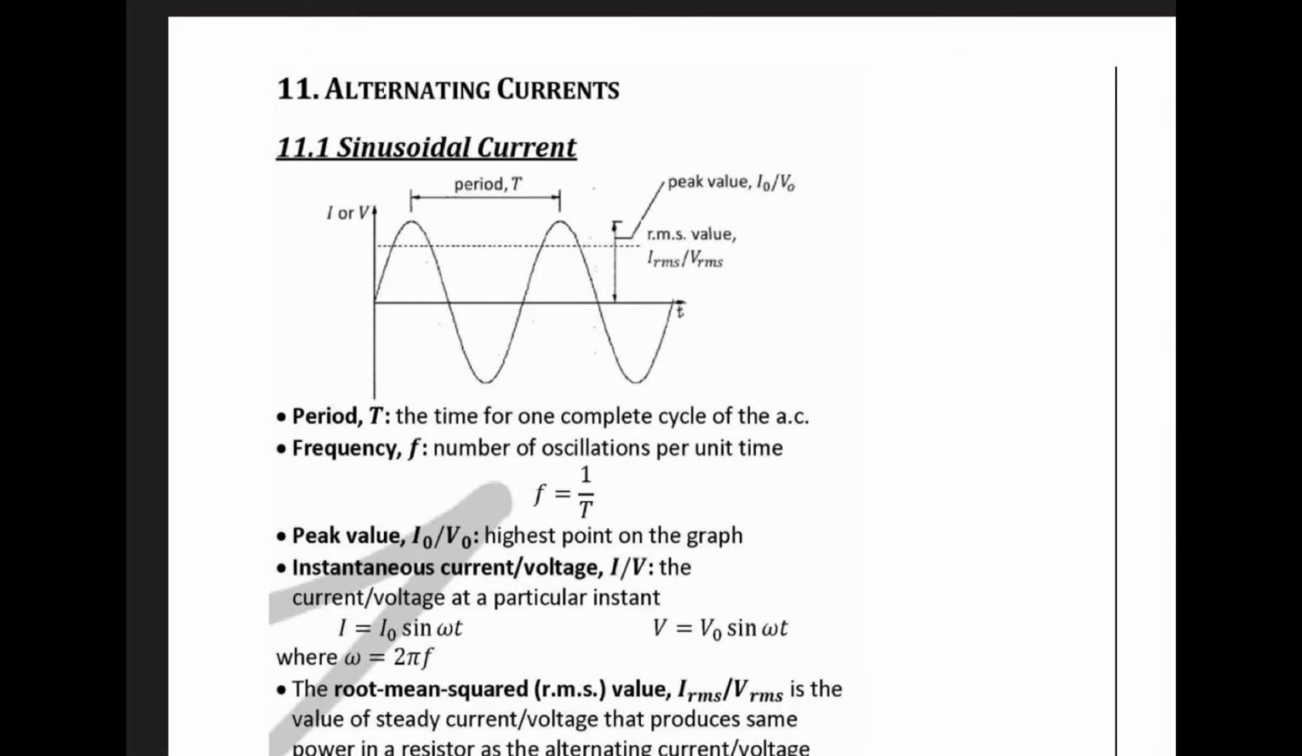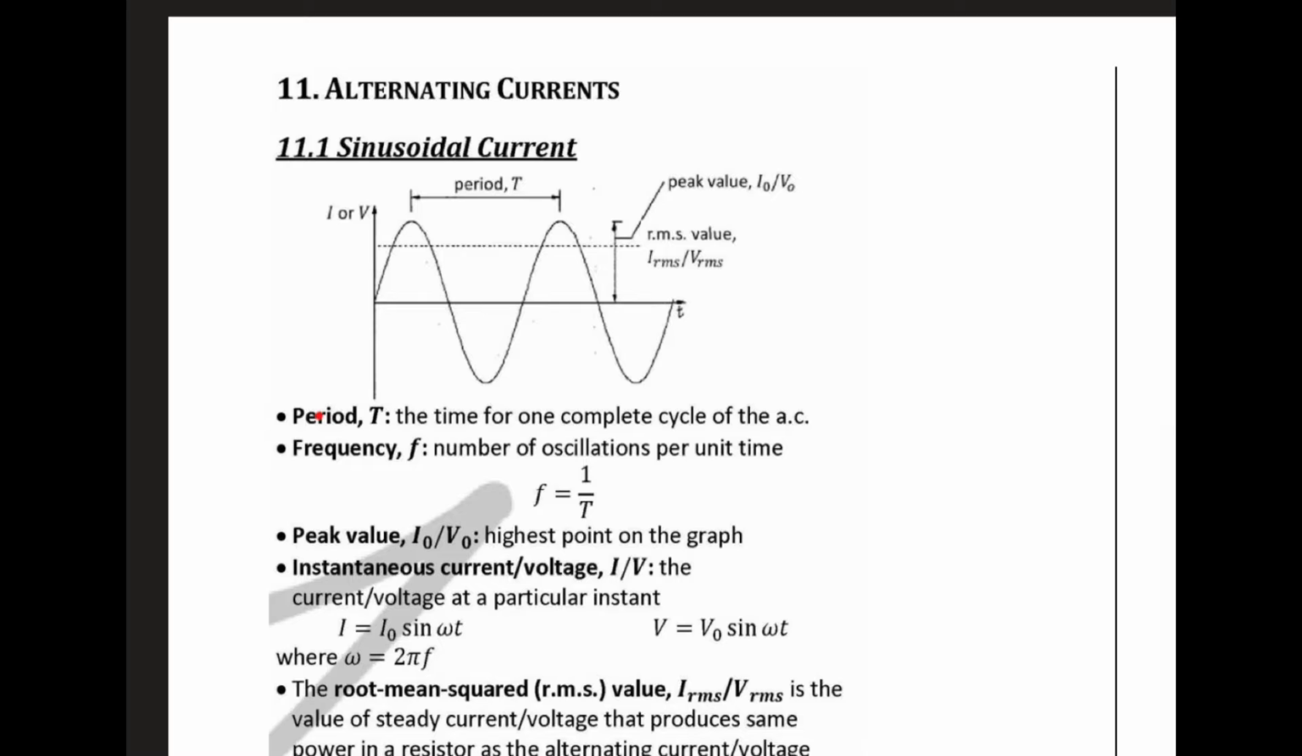This chapter is alternating current. 11.1 is sinusoidal current. That means the currents follow the sine graph. As you can see in the graph below, it is a sine graph. First we have to understand some of the terms here.